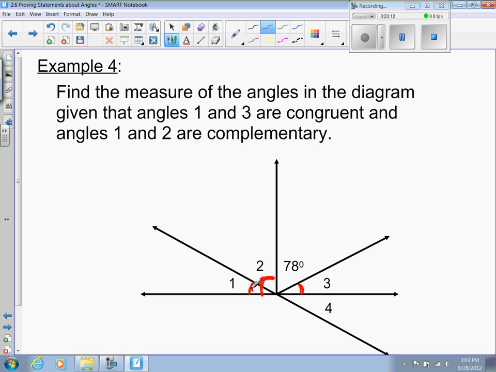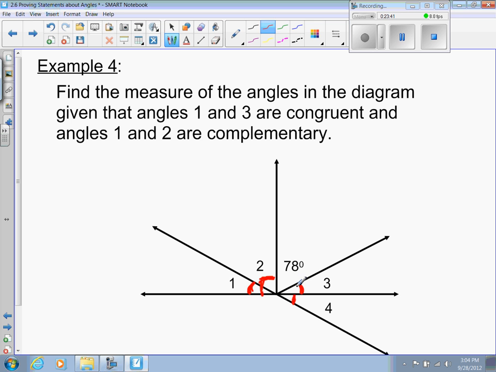So I look at this. What about 1 and 3? Angle 1 and angle 4. There's angle 1 and angle 4. They're vertical angles. They're two lines that intersect. So if there are two lines that intersect, the opposite angles here are congruent as well. So I look at this, 1, 3, and 4 are all congruent to each other.